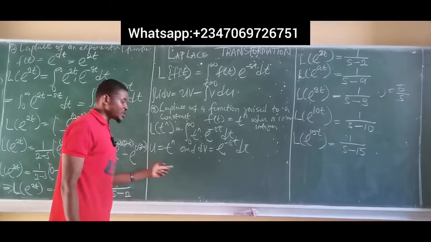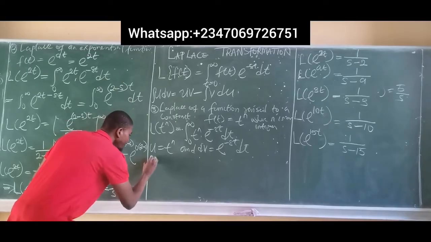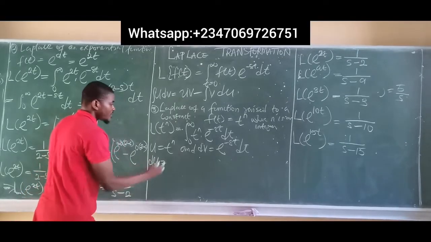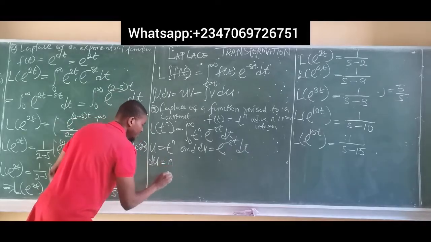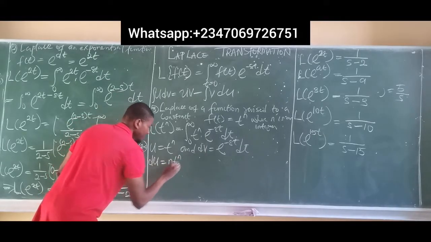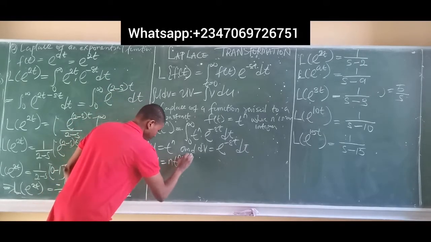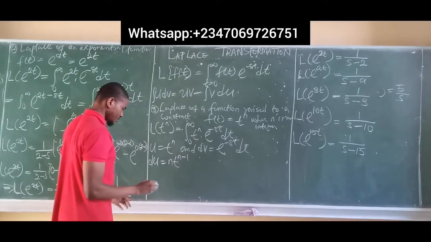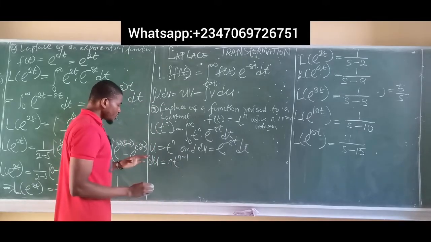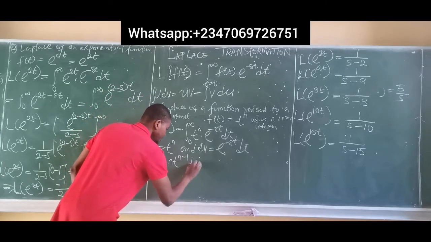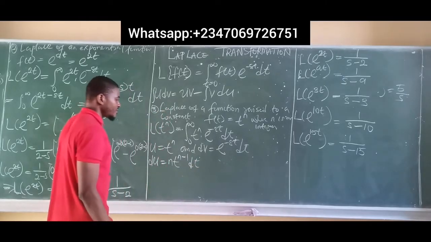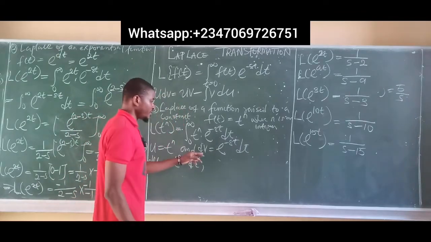Simply by differentiating u. So if I differentiate u, I'm going to have, remember, the rule of differentiation, use the power n to multiply the variable t to the power of n, then subtract 1 from the power, n minus 1. I have this. So du is simply n t to the power of n minus 1 times dt. I have this, okay?